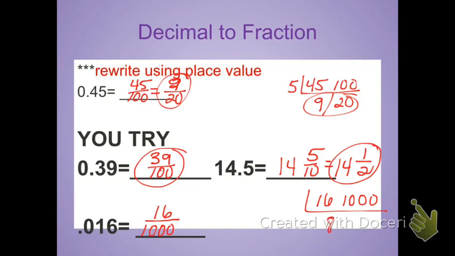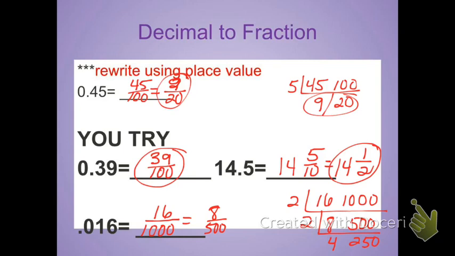8 over 500, because if you divide 2 into 1,000, you'll get 500. Very good. It can reduce again. Thank you. I was just seeing that. Yes, you're right. So let's divide it by 2 again, and we'll get 4 over 250.